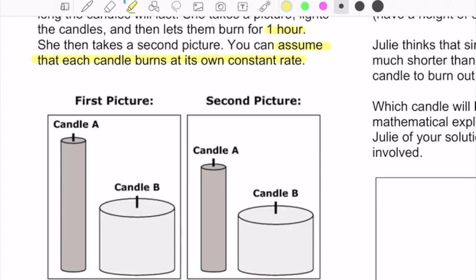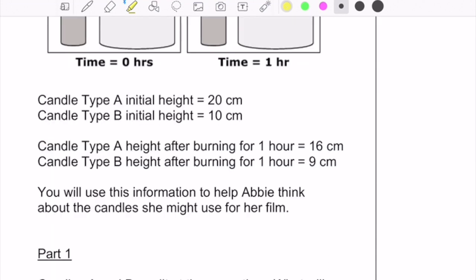And so you're given a picture. In the span of an hour, both candles go down in height as the wax melts. And then underneath the picture, you're given some information about the starting height of the candles and then their height after burning for an hour. So it says candle A started at 20 centimeters and candle B started at 10 centimeters. And then after burning for 1 hour, candle A is down to 16 centimeters, and candle B is down to 9 centimeters.